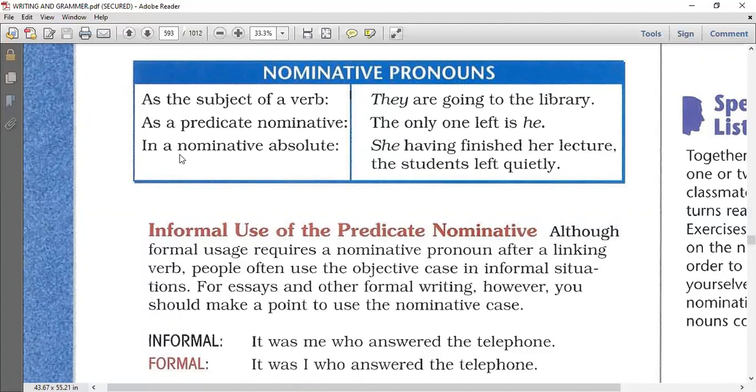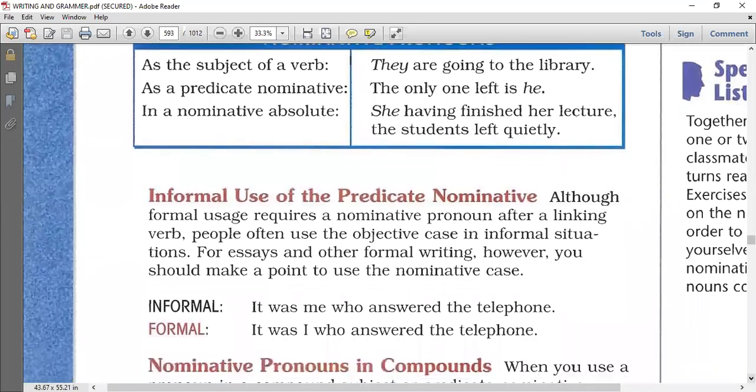Number 3, in a nominative absolute. In a sentence like this: she having finished her lecture, the students left quietly. Okay, this is called a nominative absolute.